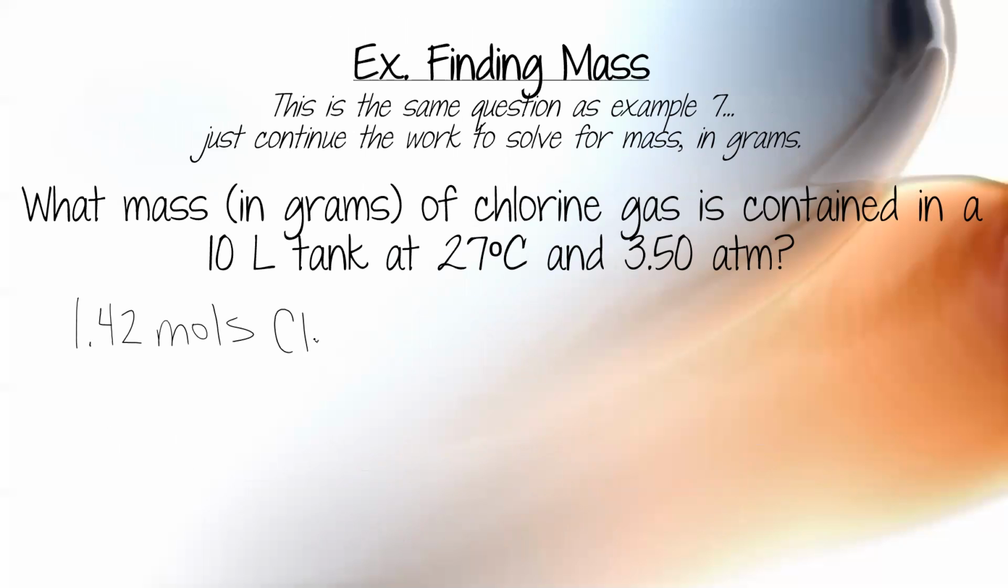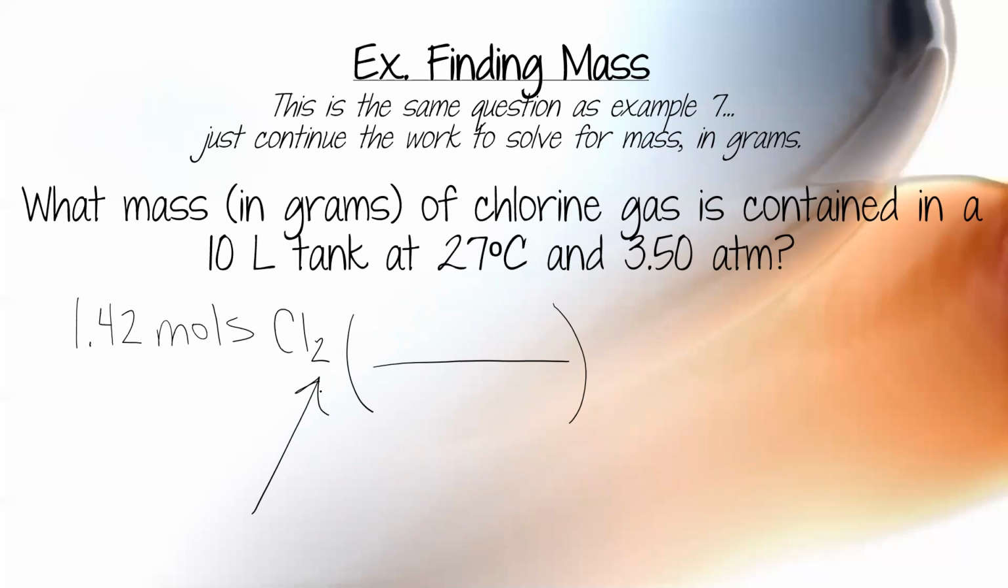And chlorine is diatomic. Don't forget that. Okay, now I have to make this into grams. How do you go from moles of one substance to grams of the same substance? You have to multiply by the molar mass. Okay, this is where some of you are going to kill yourselves with points.